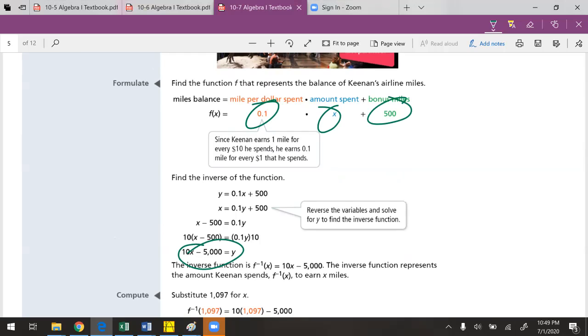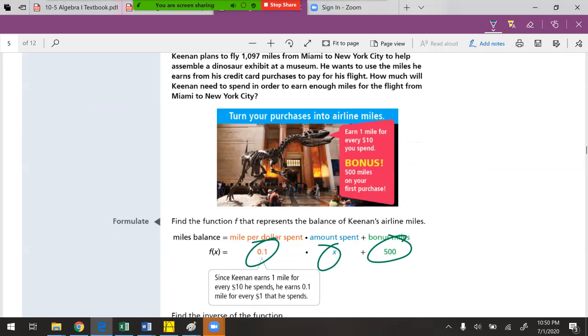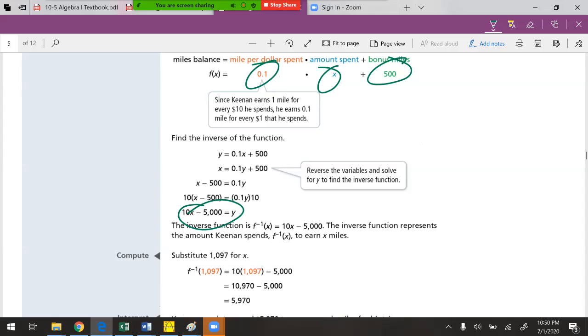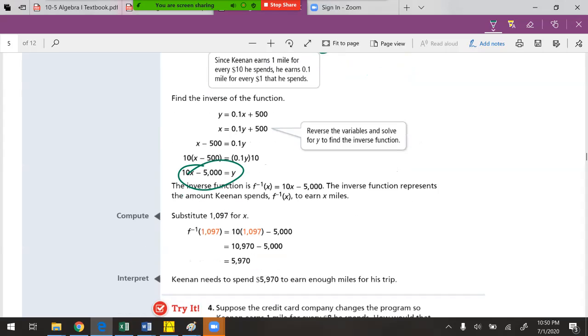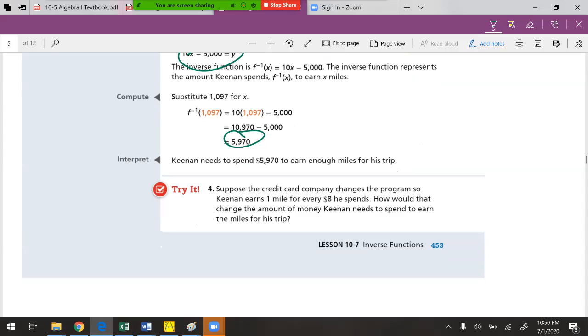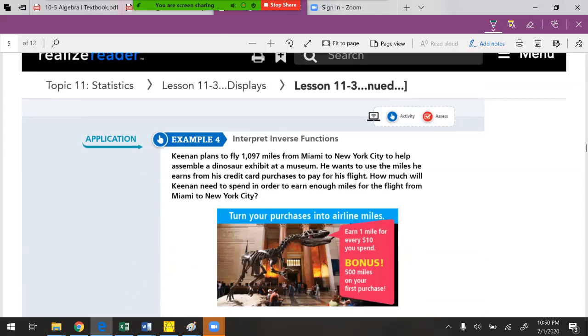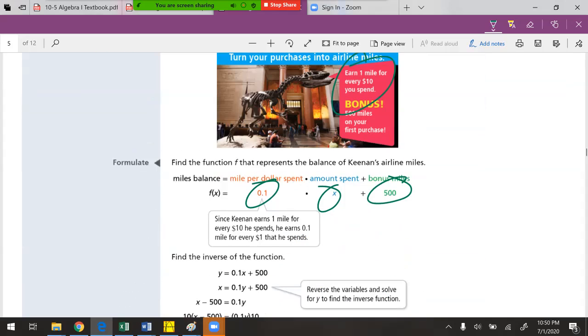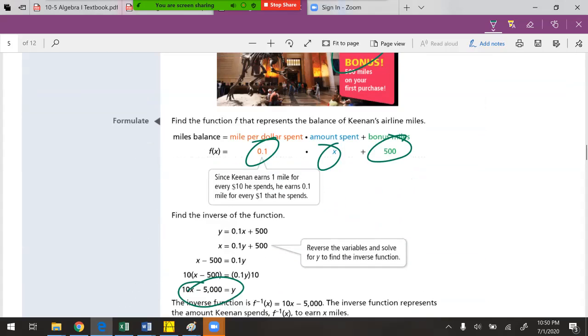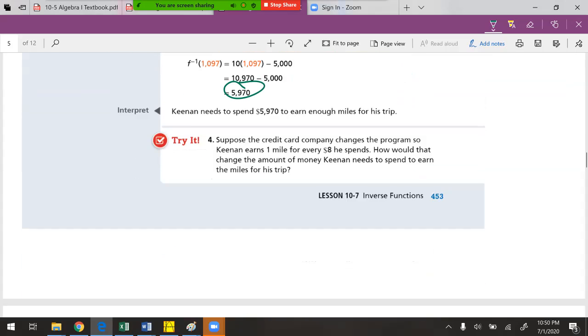So we have to flip the variables, get y by itself, and we get it, okay? So we're going to plug in now 1097 for the inverse to figure out how much he needs to spend. There you go, okay? So now let's suppose he changes the program so he only earns 1 mile for every $8 he spends. So let's go back to this. It's 1 mile for every $10 he spends. So I need to divide 1 by 8. Let's do that real quick. 1 divided by 8 is 0.125. So it's going to be 0.125x plus 500, okay?